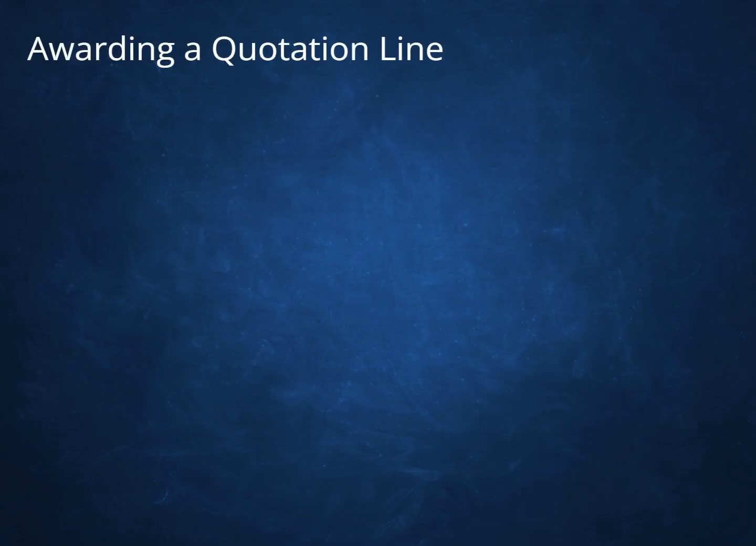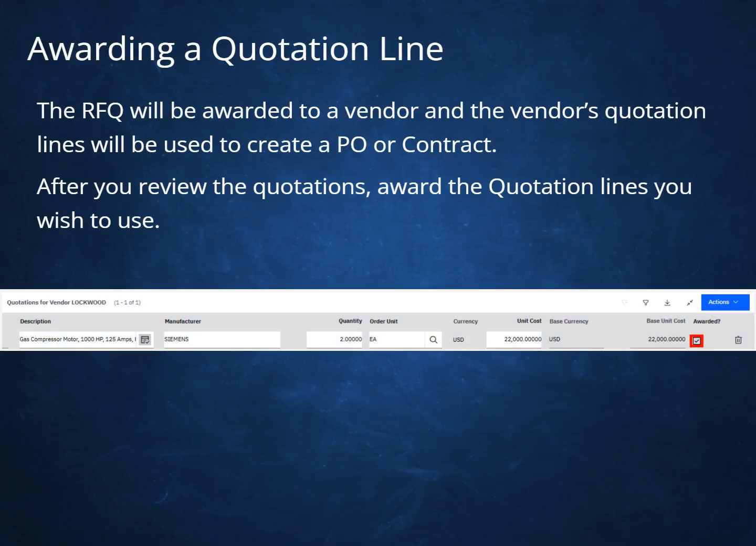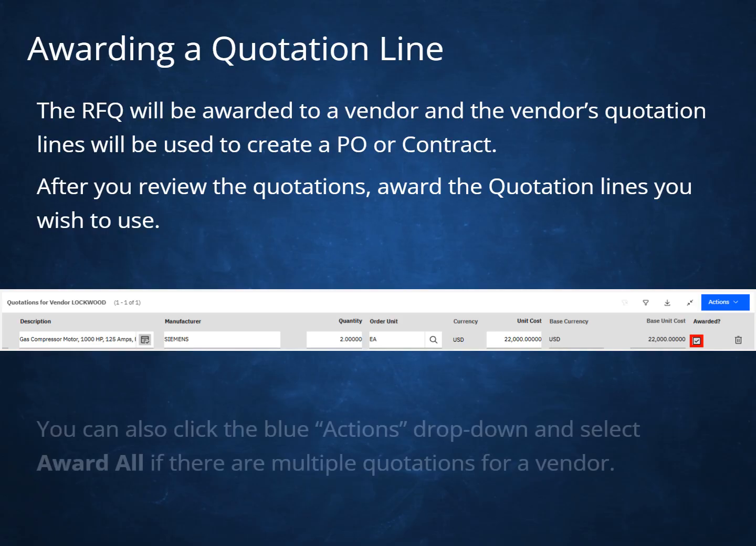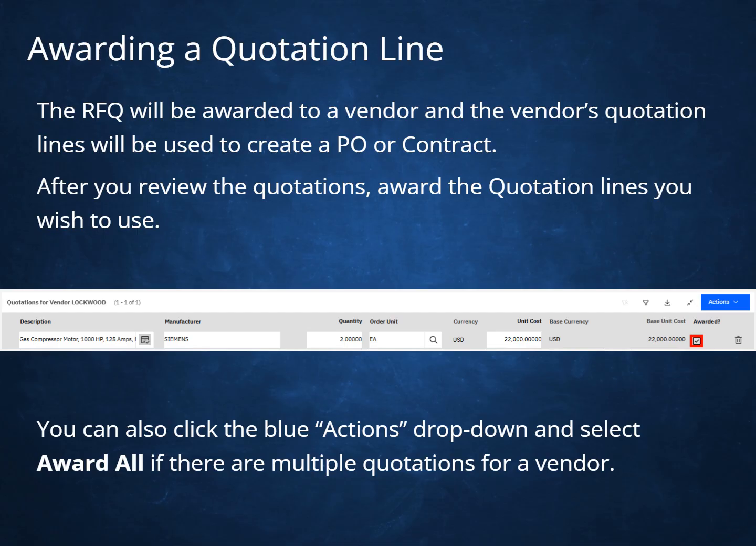Awarding a quotation line. The RFQ will be awarded to a vendor, and the vendor's quotation lines will be used to create a PO or contract. After you review the quotations, award the quotation lines you wish to use. You can also click the blue Actions drop-down and select Award All if there are multiple quotations for a vendor.